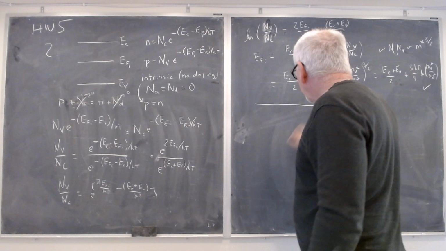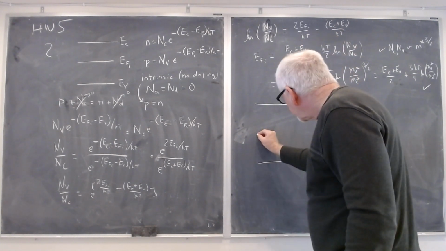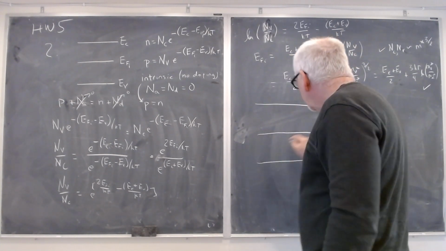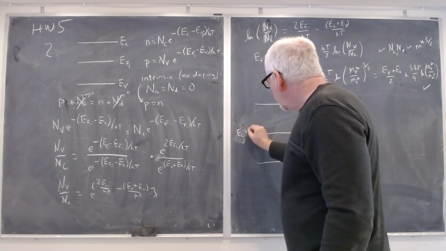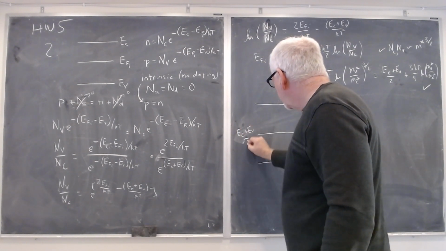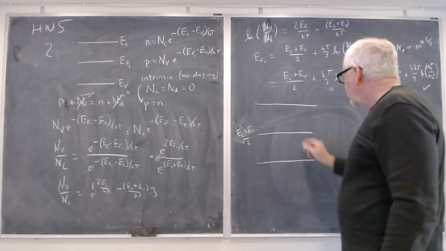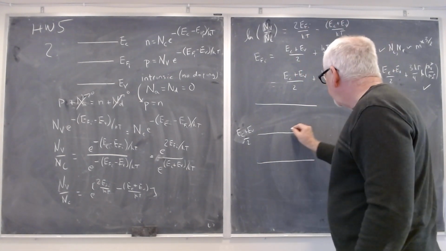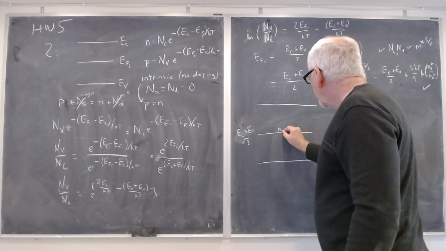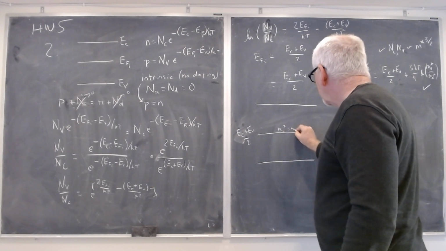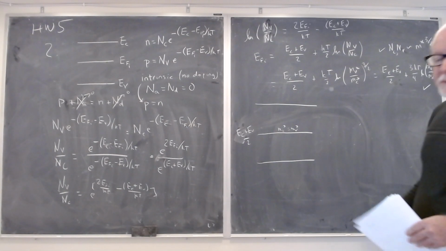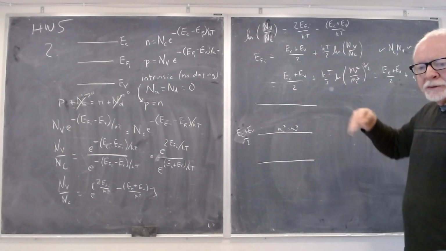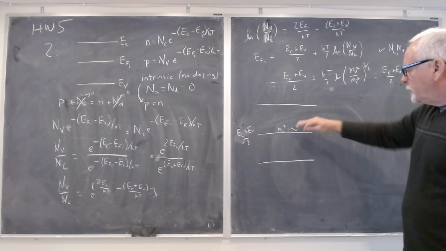So, if I draw right in the middle, that's EC plus EV over 2. All right. This is if MC star is equal to MV star. And if you think about it, that makes perfect sense because the bands are symmetric, and so if n equals p, it should be right in the middle.